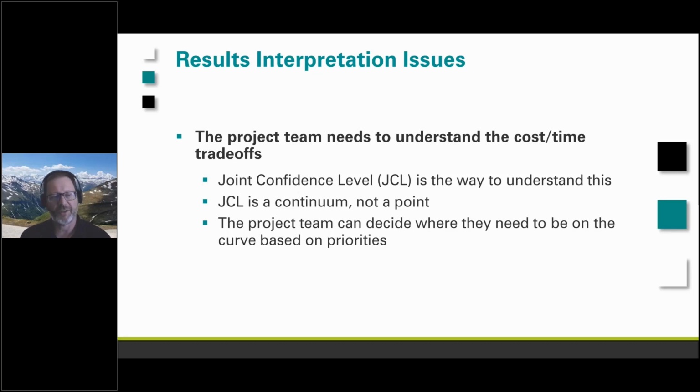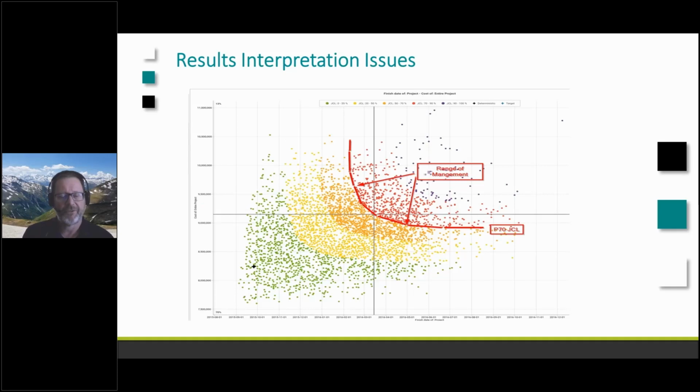Now, the nice thing about the joint confidence level is it doesn't give us a single point result. It doesn't say, okay, our finish date is going to be X and our finish cost is going to be Y. It says there's a range of values that will all meet that P70 requirement. Okay, and then the project team can decide where they need to be on that curve. So I've taken a snapshot here from Safran, and I've just highlighted the P70 curve on here, kind of crudely. But you can see anywhere along that curve represents a successful or a P70 joint confidence level.